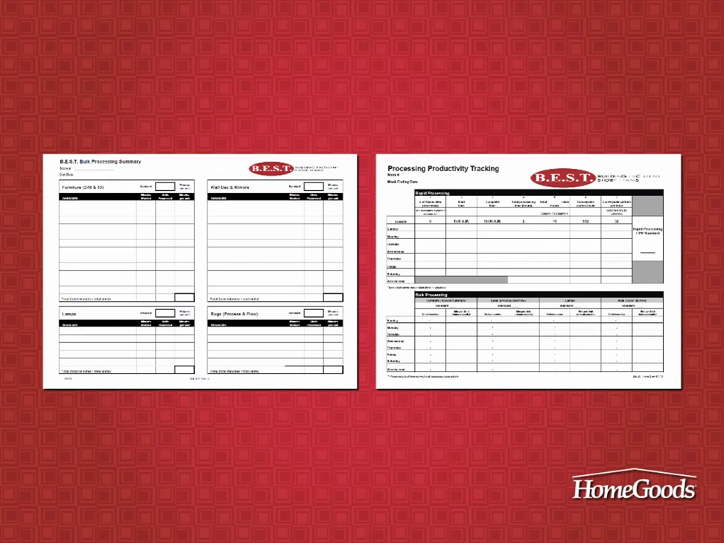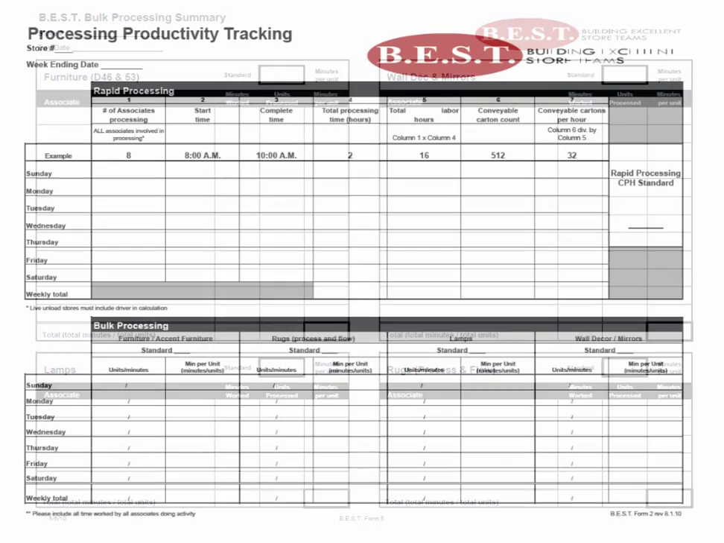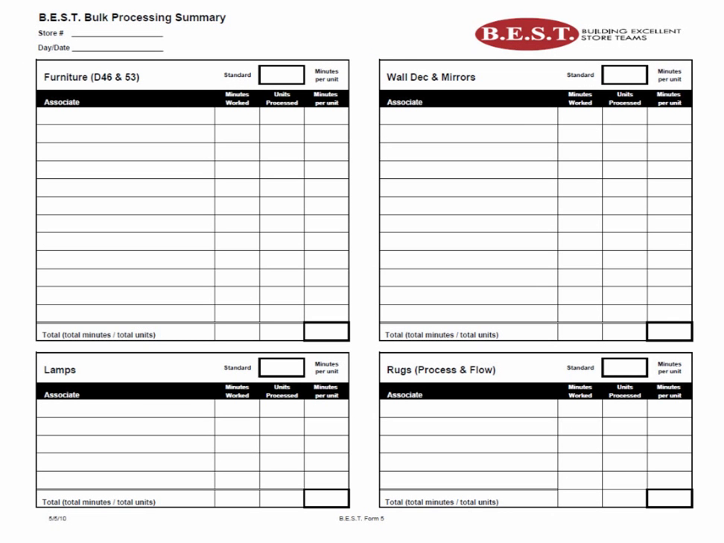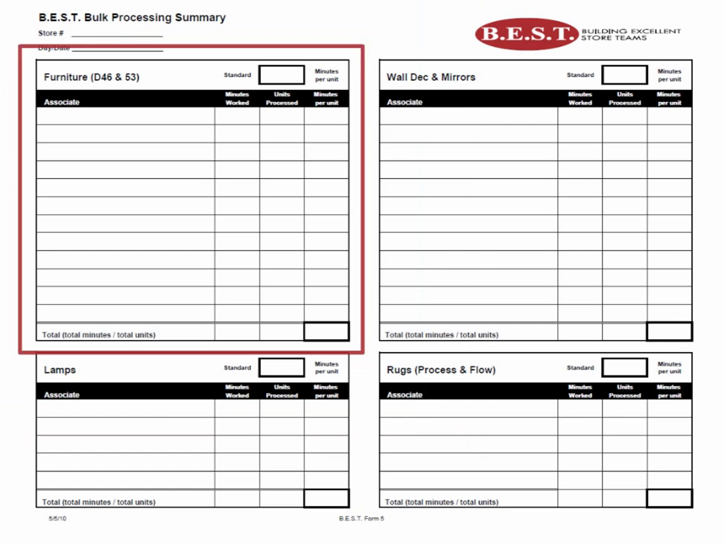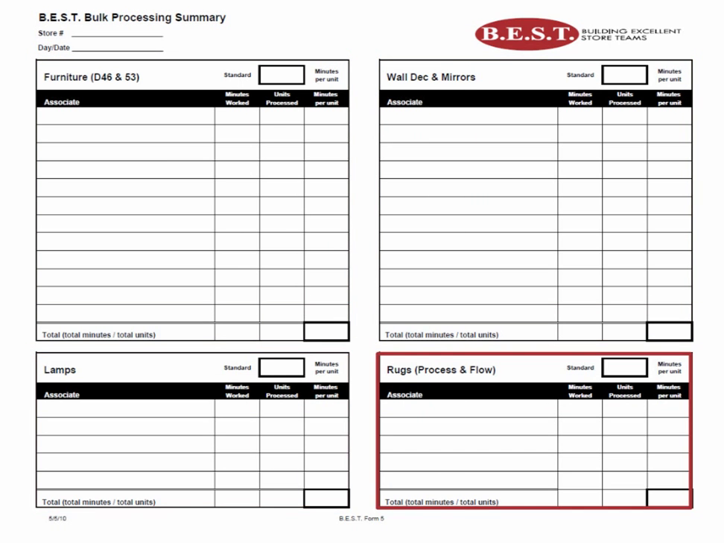We use two forms to track and calculate best bulk processing. Form 5, Best Bulk Processing Summary, and Form 2, the Processing Productivity Tracking form we were just using for the rapid processing calculation. Let's work with Form 5 first. This is a daily form that is used to track the individual productivity for each bulk processing associate, as well as each type of bulk merchandise: furniture, wall decor and mirrors, lamps, and finally rugs.